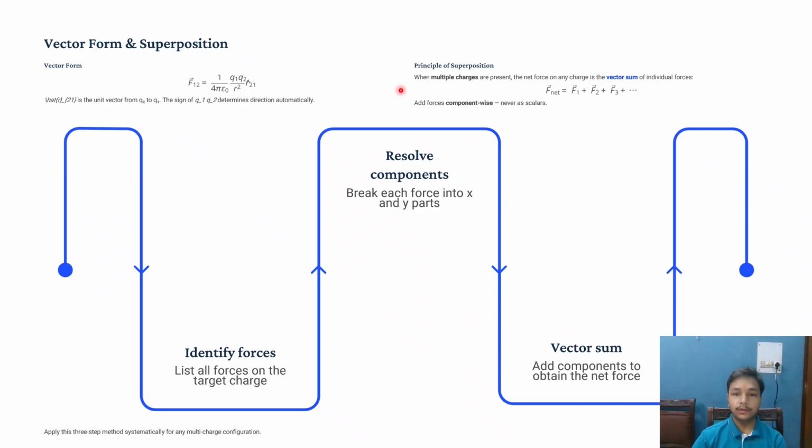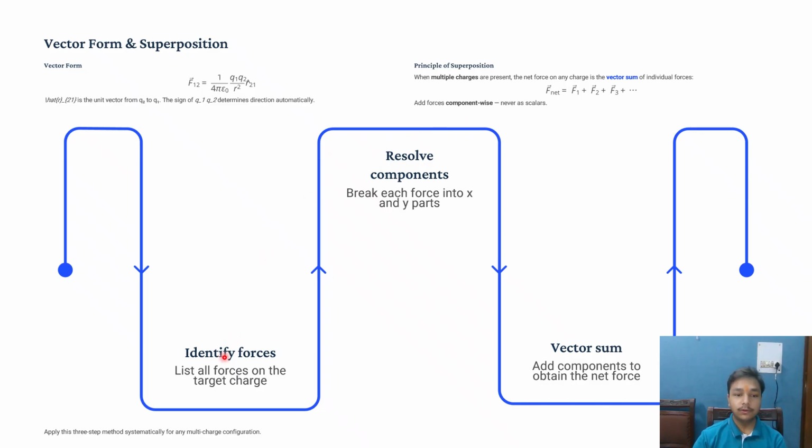Talking about the principle of superposition, when multiple charges are present, the net force on any charge is the vector sum of individual forces. So the net force vector would be equal to F1 vector plus F2 vector plus F3 vector and so on. So add forces component wise, and we never add them as scalar quantities.